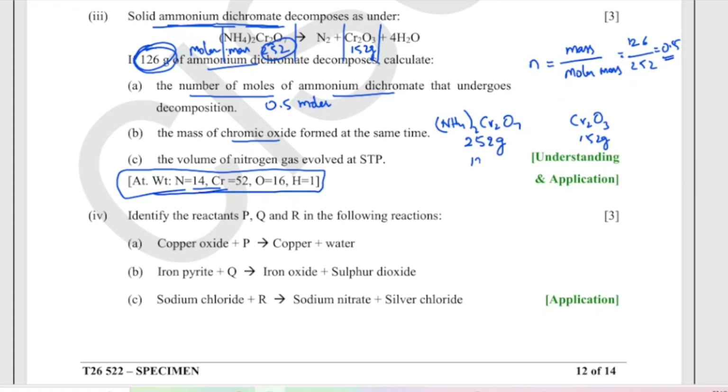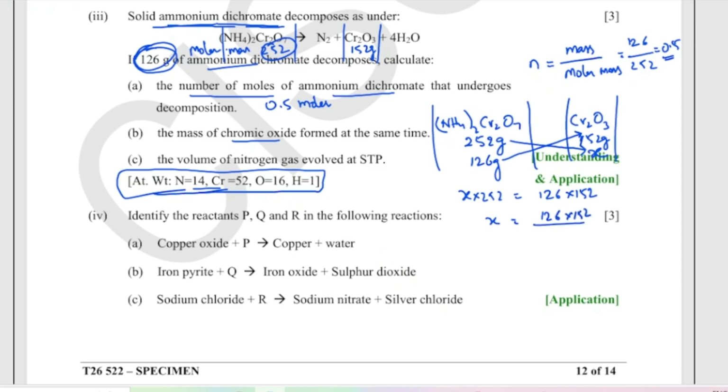Now you are taking 126 grams, as per the question, you are taking 126 grams of ammonium dichromate. So then what must be the mass of chromium oxide produced? You need to do cross multiplication. So here x into 252 is equal to 126 into 152. So from here x is equal to 126 into 152 divided by 252, which will give you 76 grams.